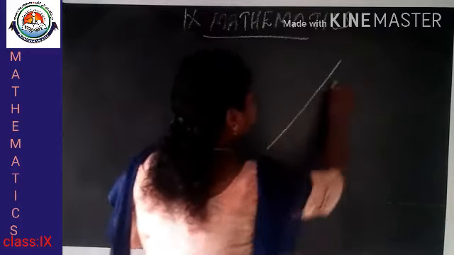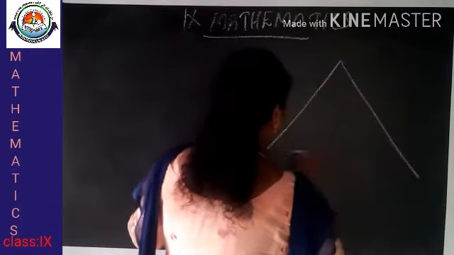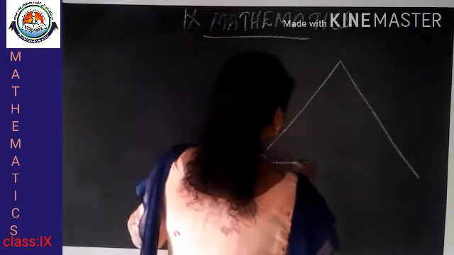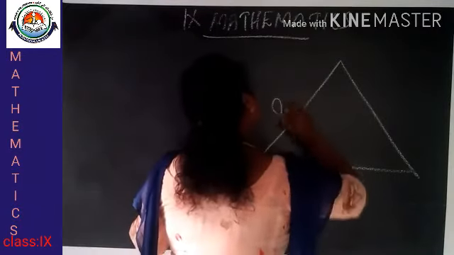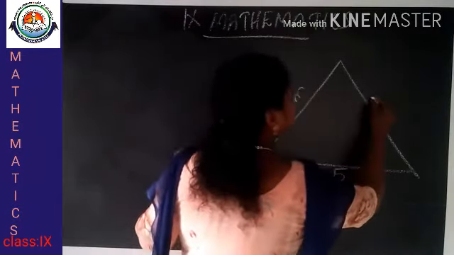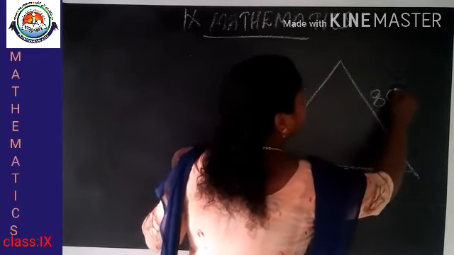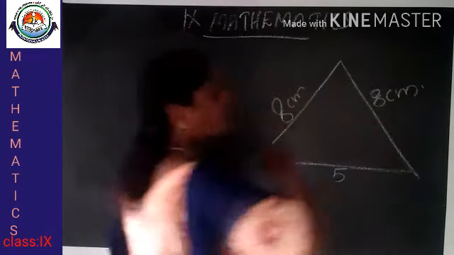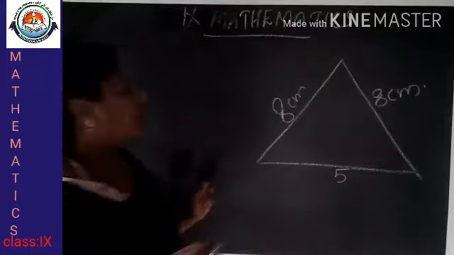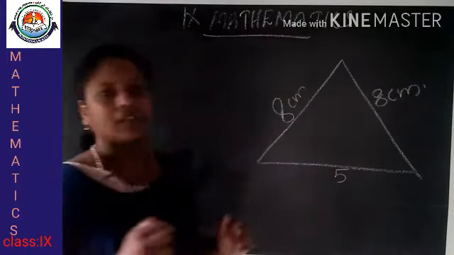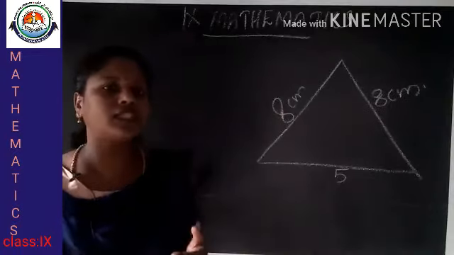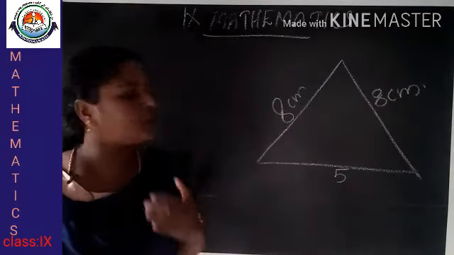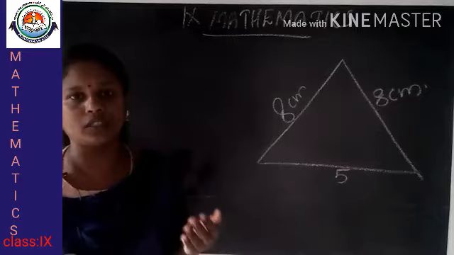Here we have an isosceles triangle. Suppose the base is 5 centimeter, and this side is 8 centimeter, and this one also 8 centimeter. Here the base is given but the height is not given. We need to check whether we can find the height of this triangle or not.